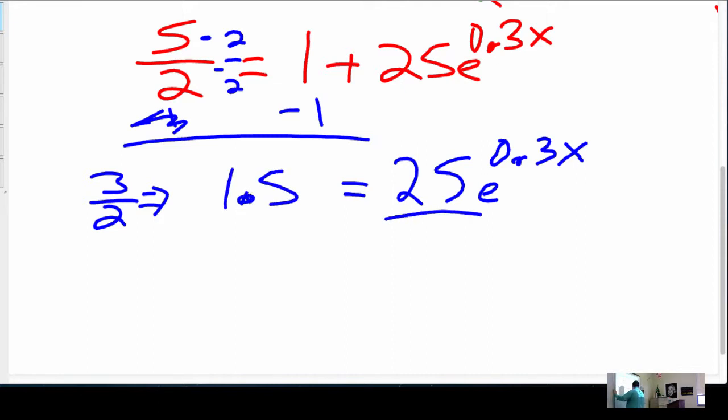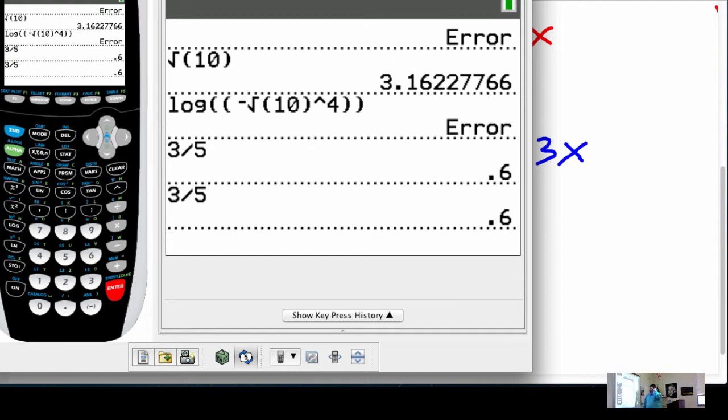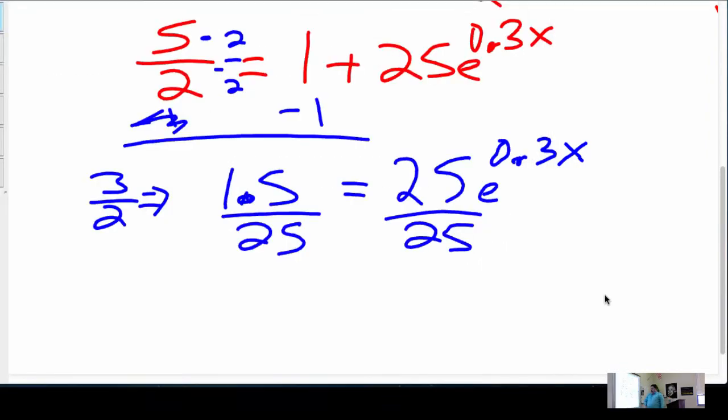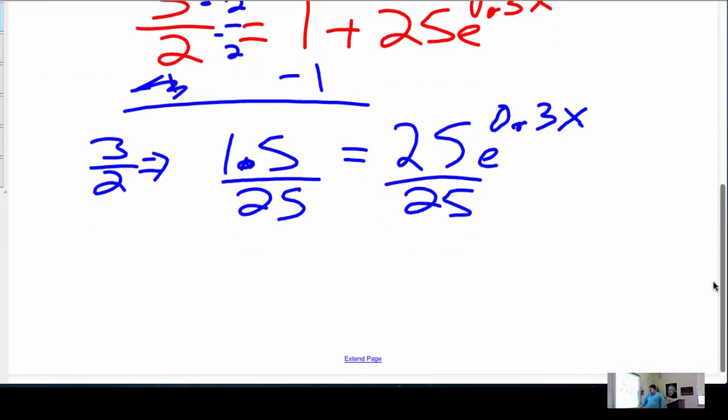So now if I divide by 25 on both sides, what's 1.5 divided by 25? 0.06. 0.06, okay, so that's where it came from. So if I say 1.5 divided by 25, that's where the 0.06 came from. So Mr. Adams in his head kind of skipped a step. So that's 0.06, and that's equal to e to the 0.3 times x.